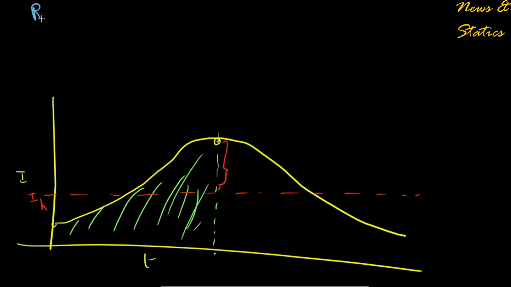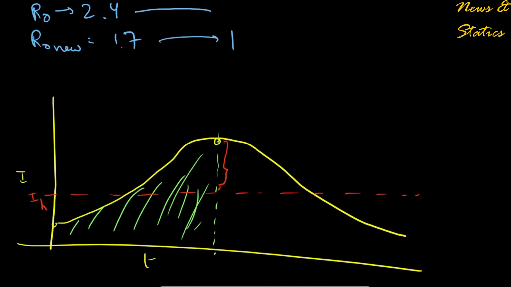So initially R naught is 2.4, but now because I have reduced beta by means of social distancing and lockdown, my new R naught is say 1.7. And so you might think that the time it takes for 1.7 to come to 1 would be lesser than it would take for 2.4 to come to 1. In other words, the peak would be advanced rather than being postponed.